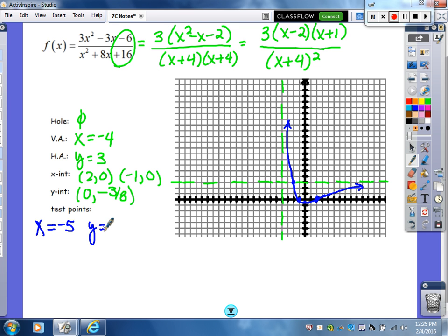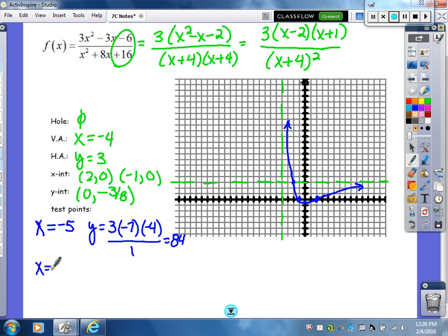Okay, let's do this. So it's 3 times negative 5 minus 2, which is negative 7, times negative 5 plus 1, which is negative 4, all over negative 1 squared, which is 1. So that's going to give me 84. So negative 5, 84. It's way up there. Doesn't help me much.